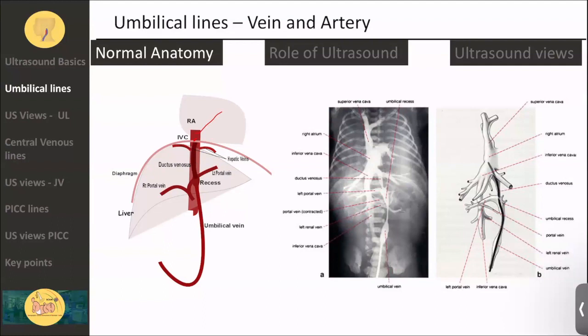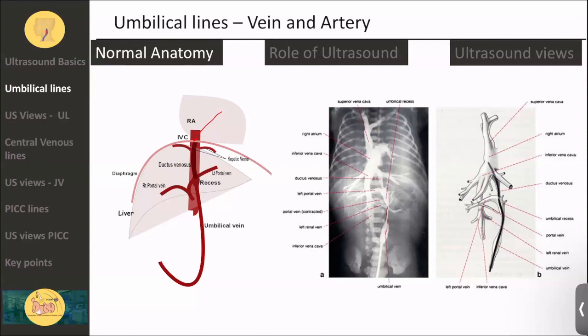So where does it go? The umbilical vein goes into the liver, and it connects with the portal sinus, and from the portal sinus to the IVC, that part is called the ductus venosus. Because the ductus venosus is the narrowest part, many a time the line gets stuck there.